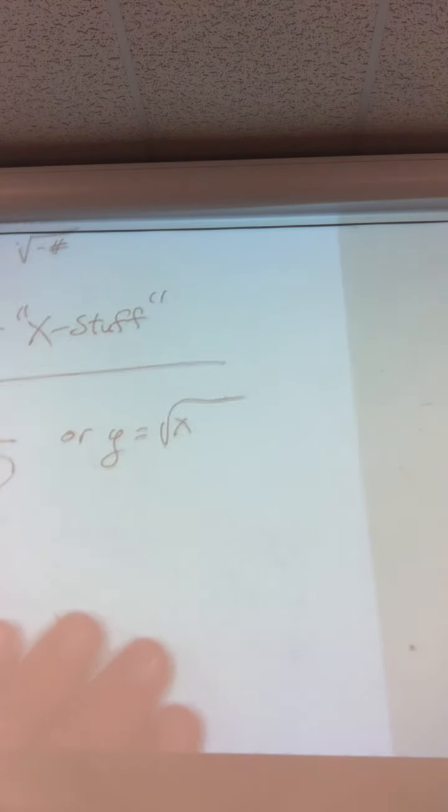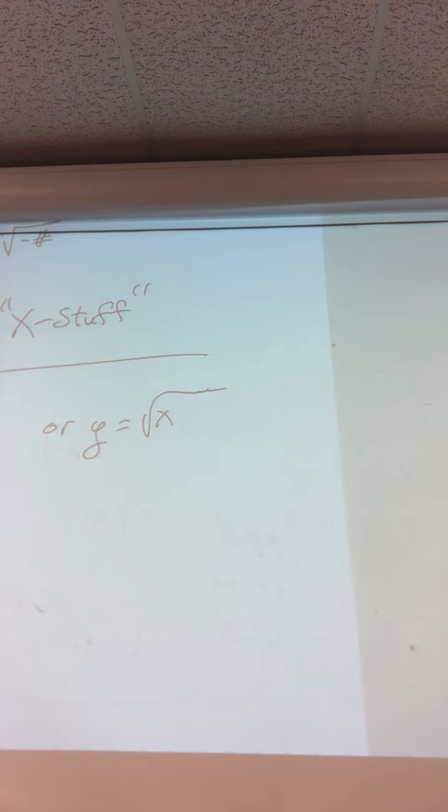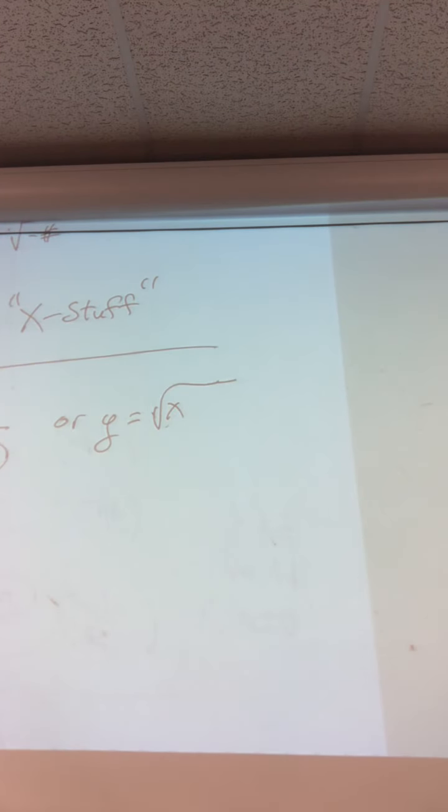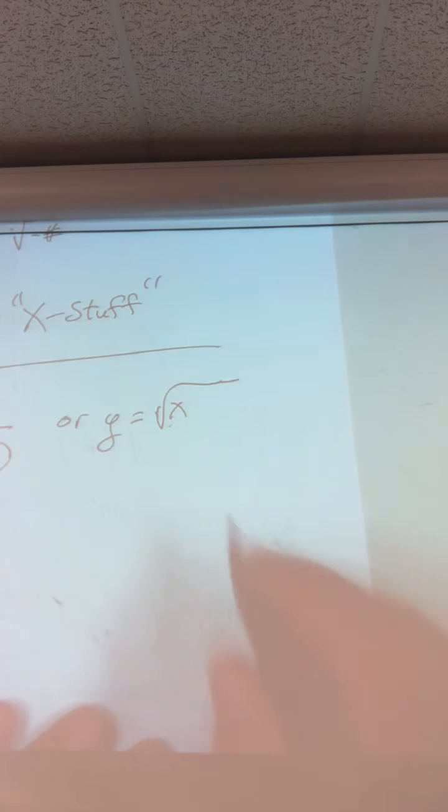Now, let's talk about the other case. What can we not allow if we have a square root? First of all, anytime you've heard me use this word twice already today. Under a radical, the stuff that's under a radical is called the radicand.